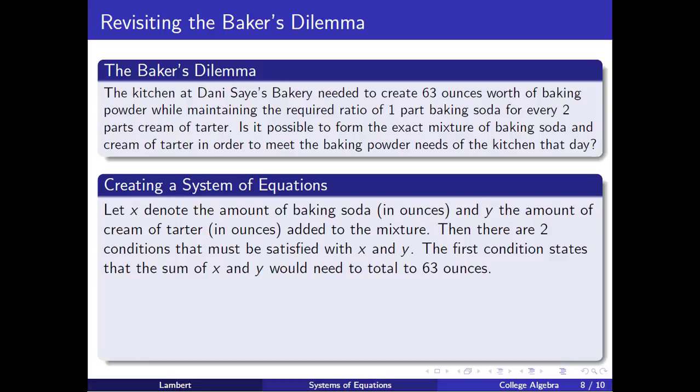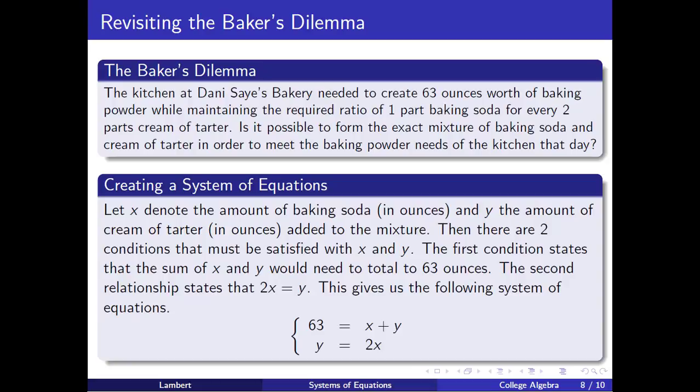And the second piece, 1 part baking soda for every 2 parts cream of tartar. So think of it this way. If we have 1 part baking soda, we have 2 parts cream of tartar. If we have 3 parts baking soda, that means we would need 6 parts cream of tartar. So the equation that corresponds to this is actually 2x equals y. I know this seems kind of counterintuitive, but notice we need to double the x amount in order to get the y value every time. So that gives us our 2 equations, and our system of equations looks like 63 equals x plus y, or you can switch that around, x plus y equals 63. It doesn't matter which side of the equal sign it's on, and y equals 2x. Those are our 2 equations right there.